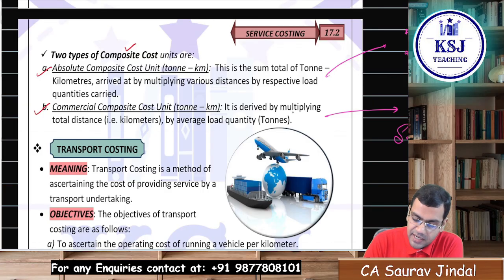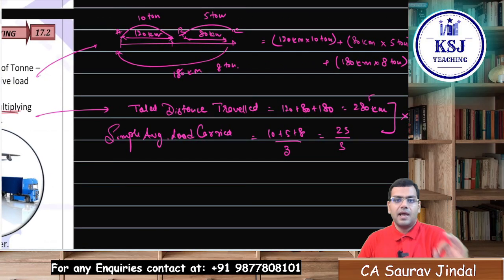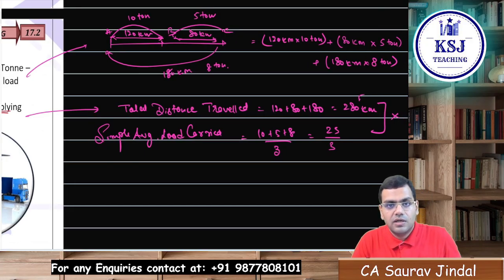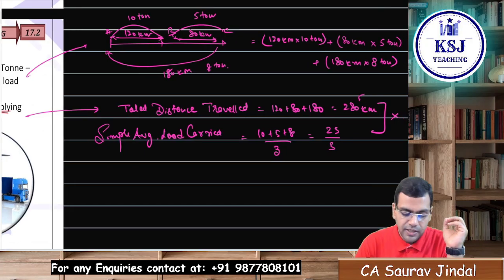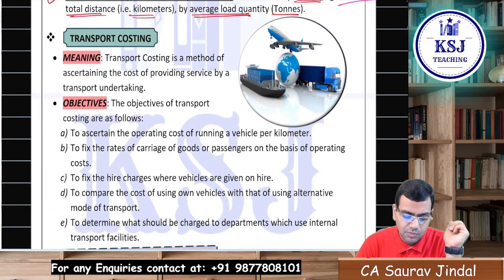So it is derived by multiplying total distance in kilometers by average load quantity, and average here means the simple average. Clear? This is the difference between the absolute ton kilometer and the commercial ton kilometer. You should remember this. There is a question, illustration number 1 in the ICM module, on this.